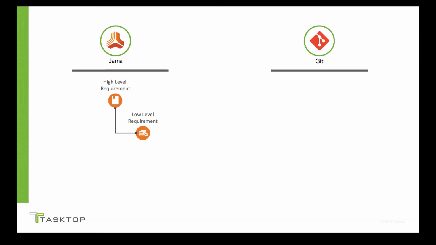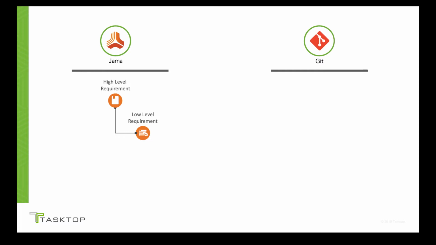So in the demo I'm about to show you, we're going to take a look at an integration between Jama work items and code commits in a tool like Git, GitLab, or GitHub. Today we will be demoing in GitLab. In Jama, we already have created a high and low level requirement in our project.